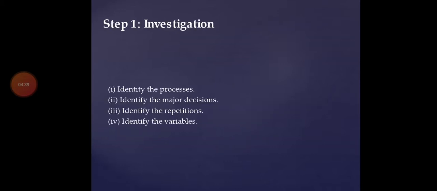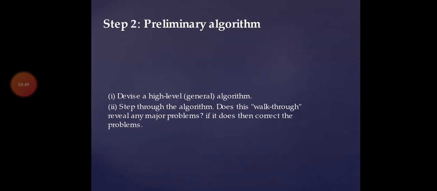It has 3 steps. Step 1 is investigation. Identify the process, identify the major decisions, identify the repetitions, and identify the variables. Now, preliminary algorithm. Devise a high-level general algorithm. Step through the algorithm. Does this walkthrough reveal any major problem? If it does, then correct the problems.